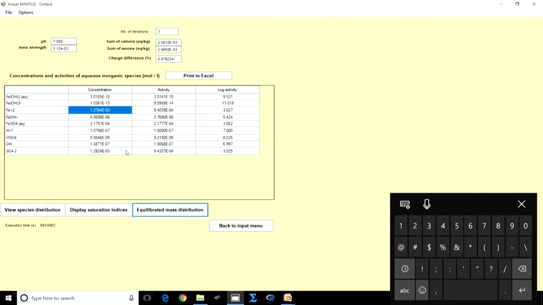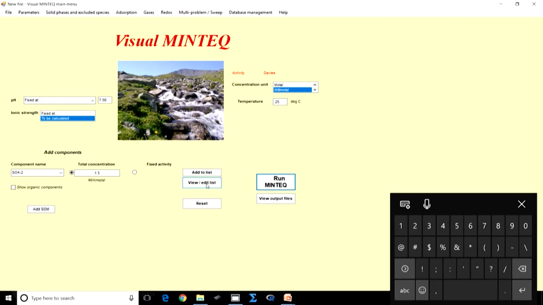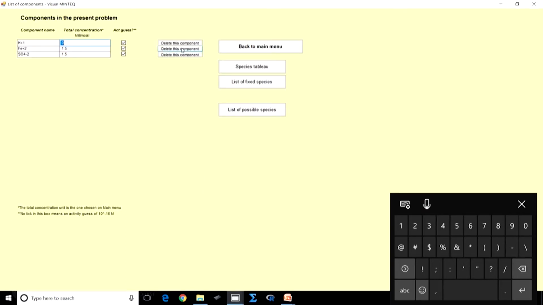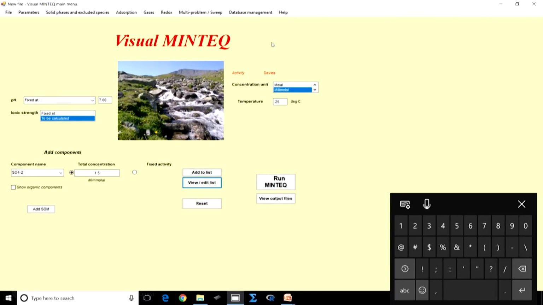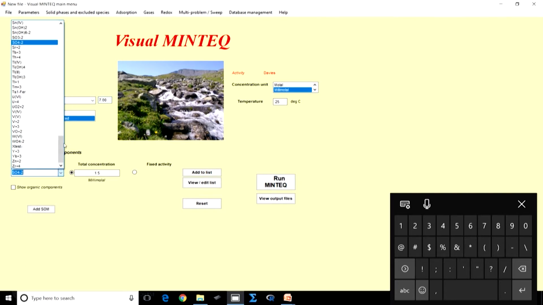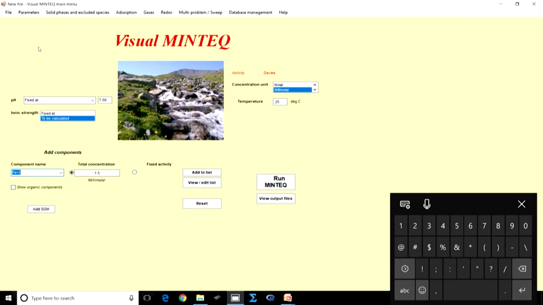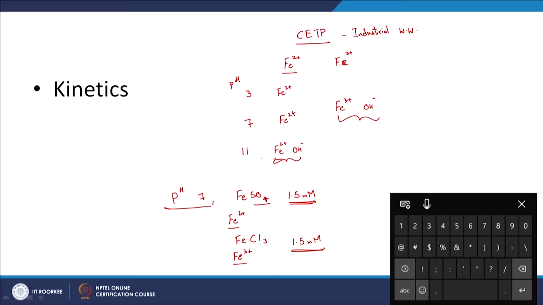So now let us try that out with Fe3 plus. Back to the main input menu, I am going to delete these components, and I will still fix the pH at 7. Now I need to put in Fe3 plus, let us see where we have Fe3 plus, okay, here, and 1.5 millimolar. So what are we trying to do here? If I have FeCl3 as my initial recipe concentration, how do I plug it into Visual MINTEQ? I need to plug in Fe total and Cl total, right.